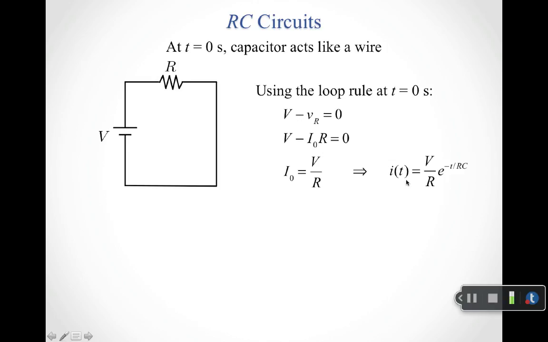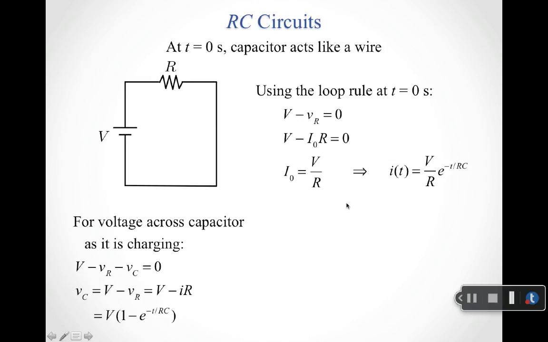So I can come back and plug this into my equation. What I get is basically that the current as a function of time is equal to the voltage of the battery divided by the resistance of the resistor, that's the initial current in the circuit, times e to the minus t over RC.